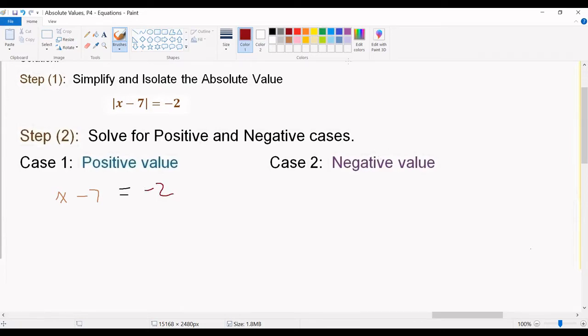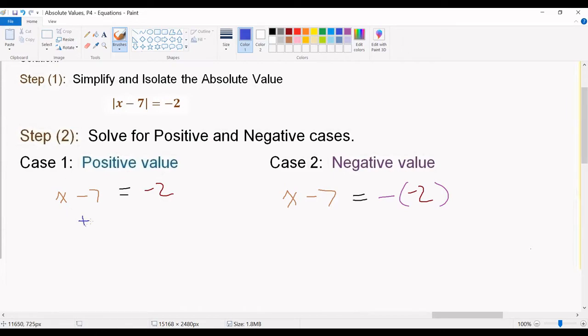When we set up the negative case, we're going to follow the same thing we did on the left-hand side, so that would just be x minus 7. We're going to set this equal to the negative of whatever is on the right-hand side. In this case, it's going to be the negative of negative 2. Now we can go through the process of solving for each of our cases.